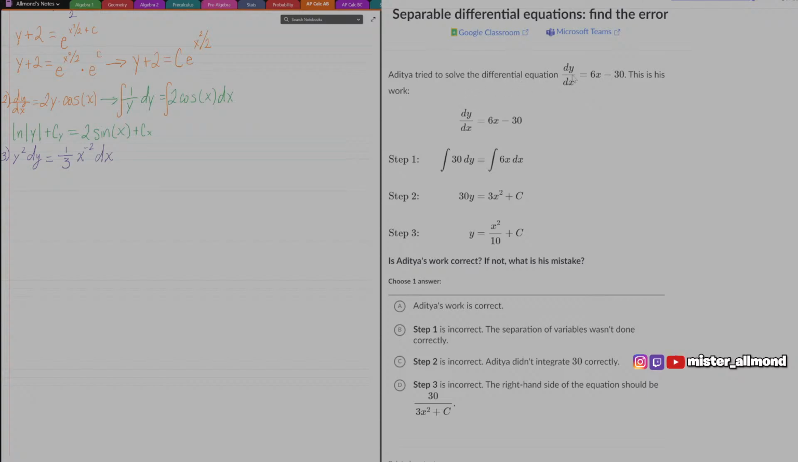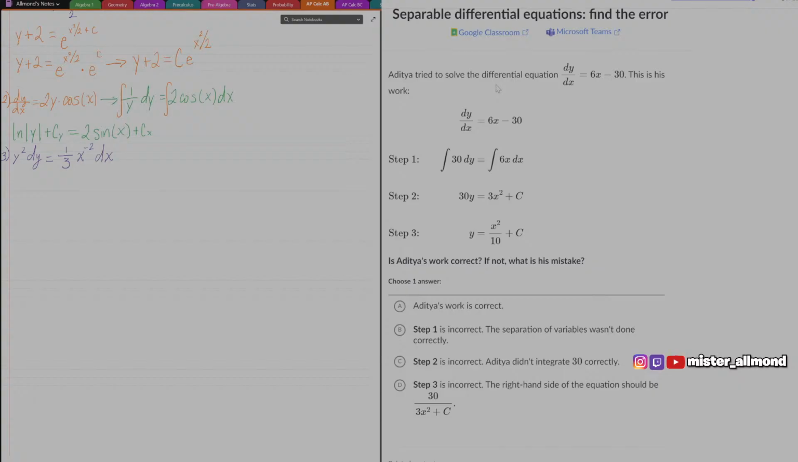But okay, last one. dy/dx equals 6x minus 30. This one seems super easy. Actually, this one is super easy because the variables are not already separated, but all we've got to do is multiply by dx on both sides. And if you wanted to, I think she made a mistake on step 1, low key.